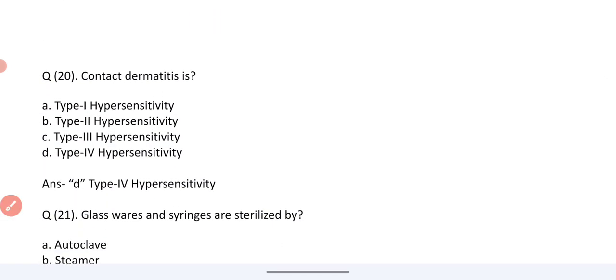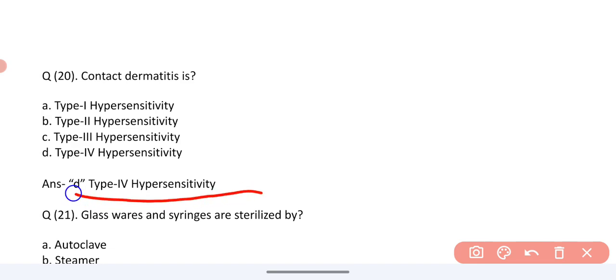Question number 20. Contact dermatitis is which type of hypersensitivity reaction? And here the right answer is option D, that is type 4 hypersensitivity reaction. It is also called as what? Delayed hypersensitivity reaction, also called as T cell mediated hypersensitivity reaction.